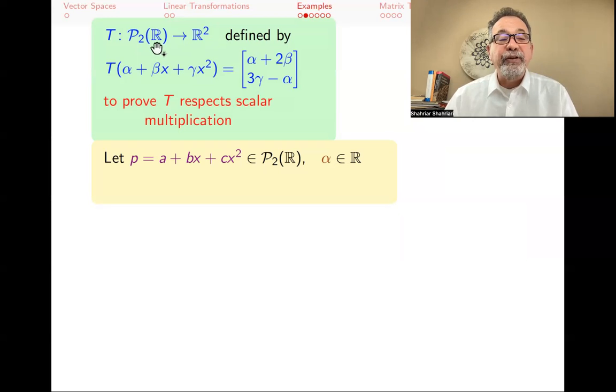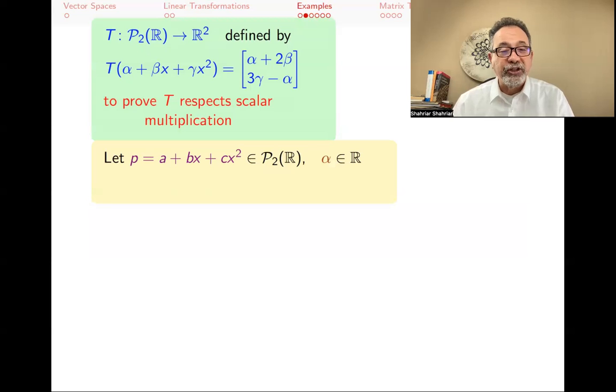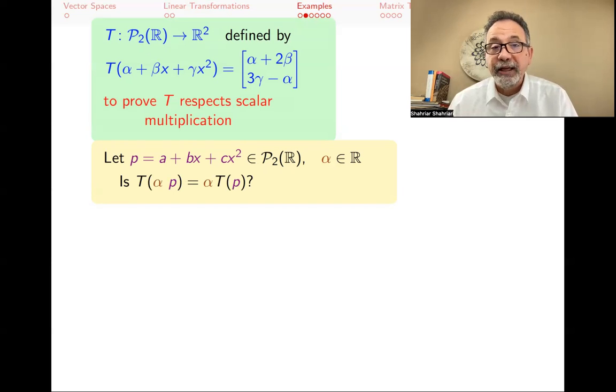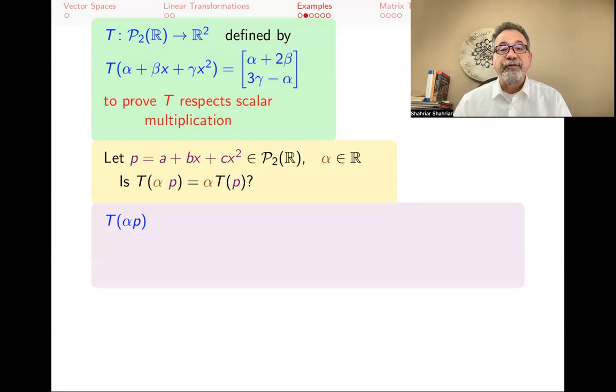The scalars for this space of polynomials of degree less than or equal to 2 are real numbers, and for R2 it certainly is real numbers, and therefore I have to pick my alpha to be a real number. I don't have a choice. But if I had a different example for a different vector space, then I might have changed the scalars. So the question is, is T of alpha P the same as alpha times T of P? And again, the proof of the pudding is in the eating. I have to see if it is or not. So I'll start with T of alpha P and see what it is.